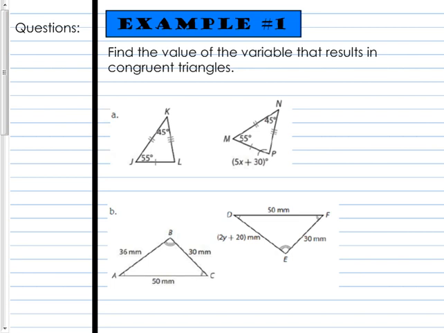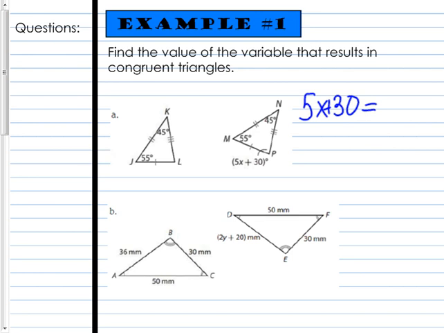Our first example says, find the value of the variable that results in congruent triangles. So looking at example A, we have triangle JKL and triangle MNP, and we are looking for the variable that would result in these congruent triangles. So we need to find what x equals. We know we have 5x plus 30, and we have to set it up to equal something. If we want to solve for x, we have to have an equal sign.